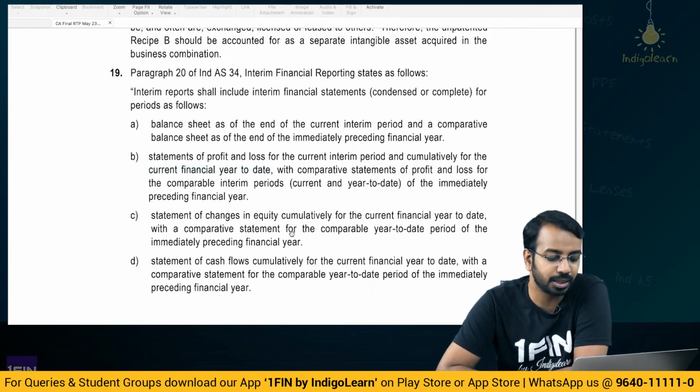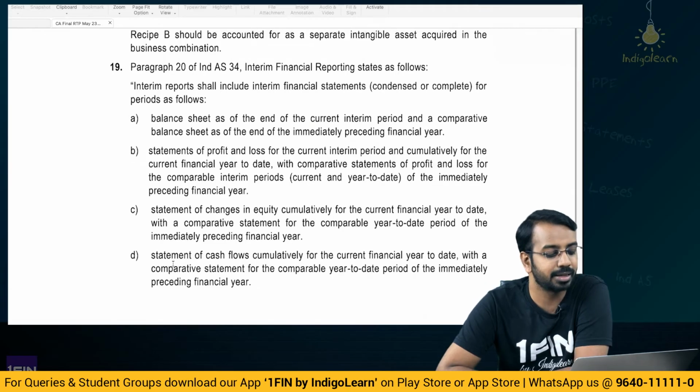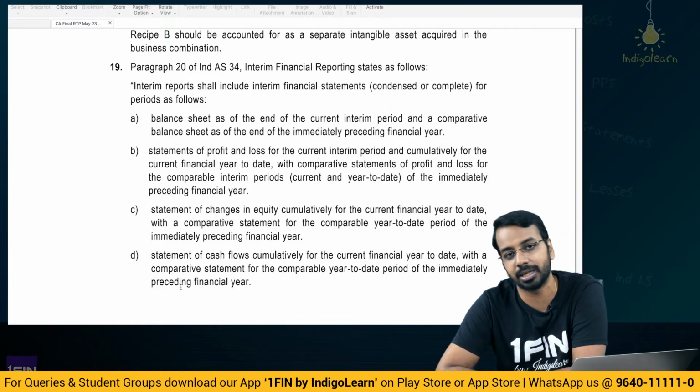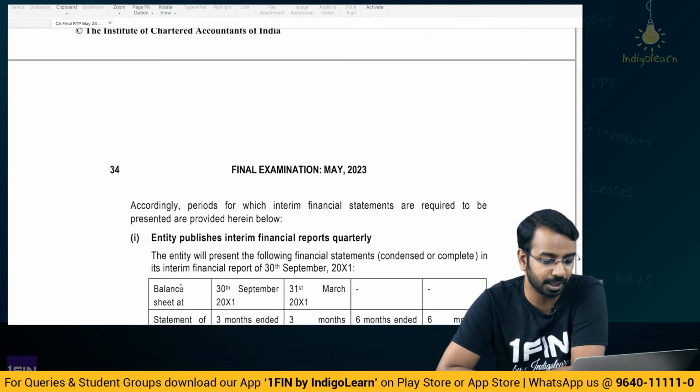Then statement of changes in equity cumulatively for the current financial year to date with a comparative statement for the comparable year to date period of the preceding period, and statement of cash flows cumulatively for the current financial year to date with a comparative statement for the comparable year to date period of the immediately preceding year. So what all will you present?